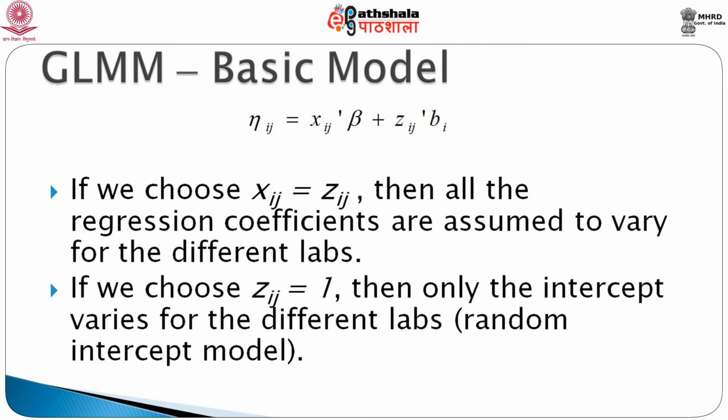Now, the GLMM basic model is through the predictor eta_ij, as I said, x_ij' beta plus z_ij' b_i. Now, if we choose x_ij equal to z_ij, then all the regression coefficients are assumed to vary for the different labs, because over all ij it varies. So obviously, the regression coefficients vary from lab to lab. But on the other hand, if we choose z_ij to be 1, then only the intercept varies from different labs. So, lab to lab the variation is through the intercept term.